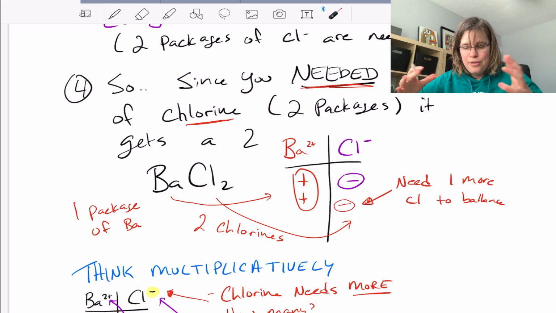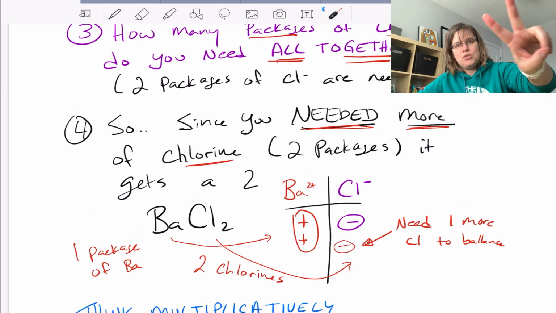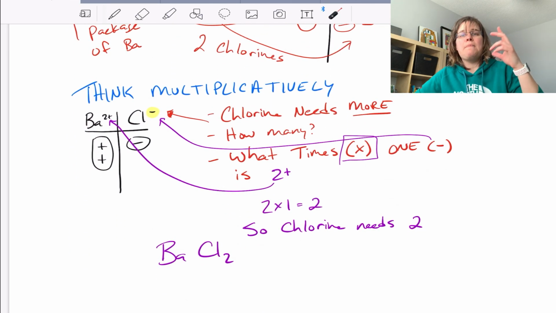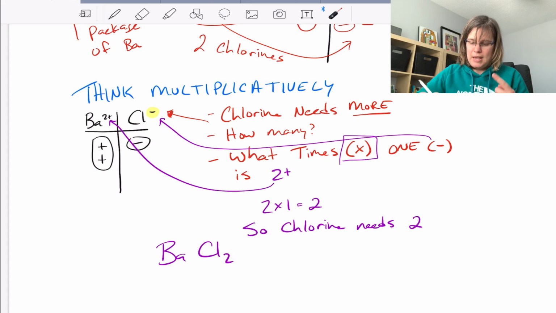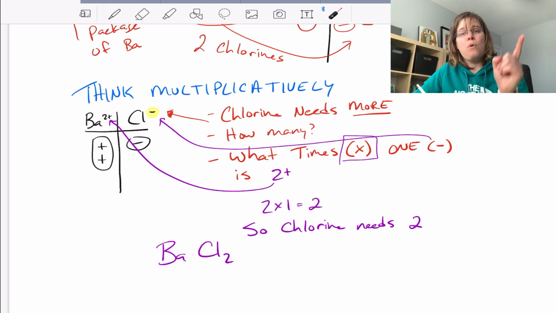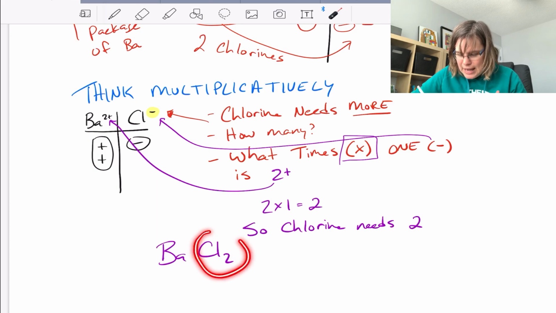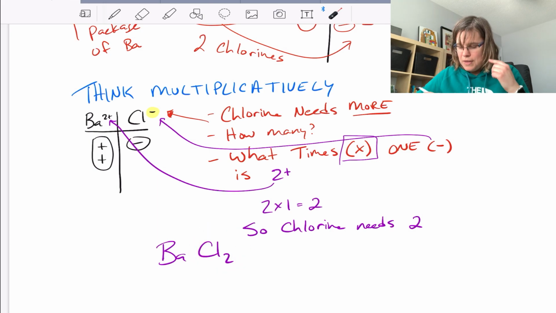And all together, that's super important. All together, it needed 2 of those packages to balance out barium. So super important, we have to think multiplicatively. That's a weird word, but you have to think about it in multiplication sense, okay? If you start with 1 chlorine, what times 1 is 2 bariums? Well, 1 times 2 is 2. So that's why chlorine gets 2 and not just 1. So that's important. We think multiplicatively, all right? So barium chloride, the formula is BaCl2.